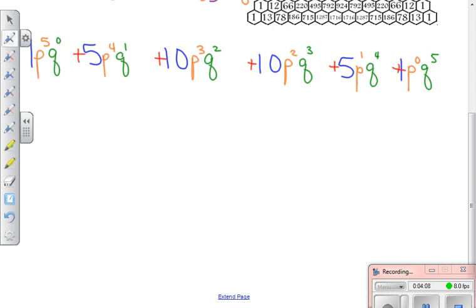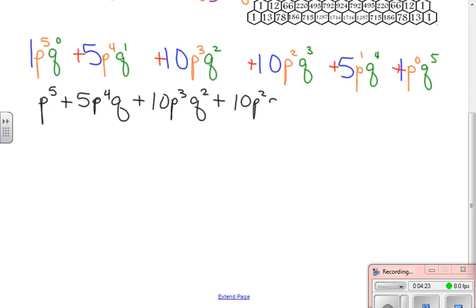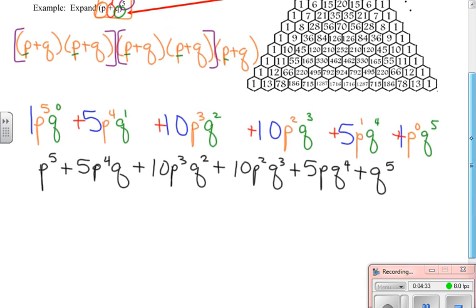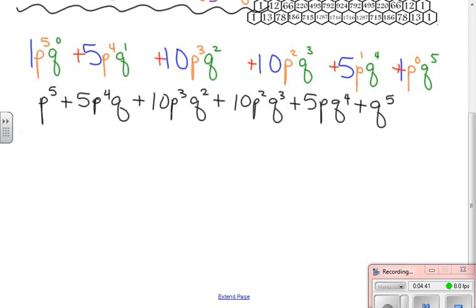So then you go ahead and you clean it up. And what happens, this is 1. So I have p to the 5th plus 5 p to the 4th q plus 10 p cubed q squared plus 10 p squared q cubed plus 5 p q to the 4th plus q to the 5th. And that is a whole lot faster than doing it this way. So now that we've done one, let's just recap how to.